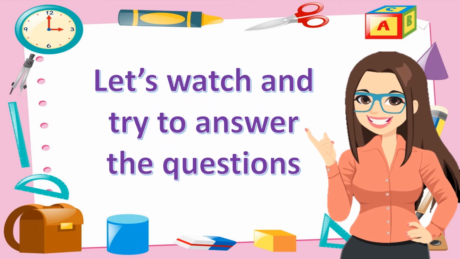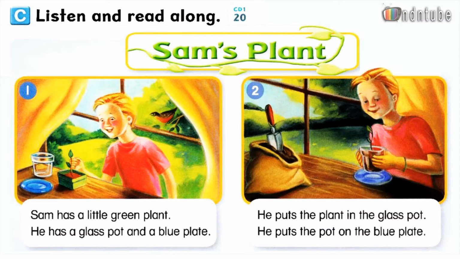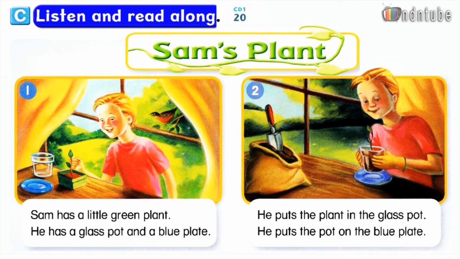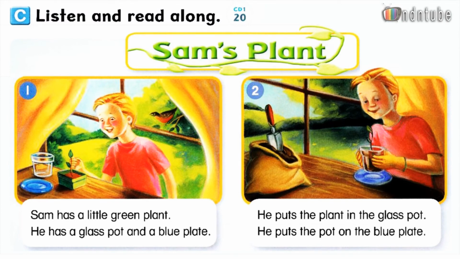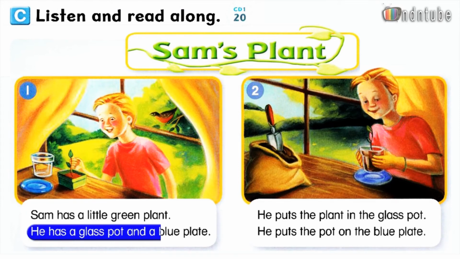Let's watch and try to answer the questions. C. Listen and read along. Sam's plant. 1. Sam has a little green plant. He has a glass pot and a blue plate.